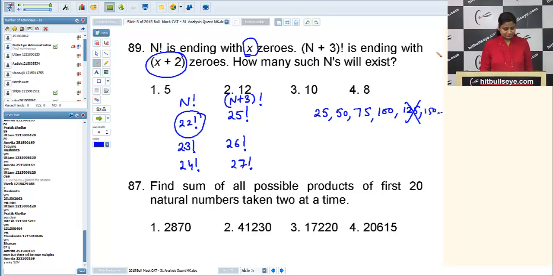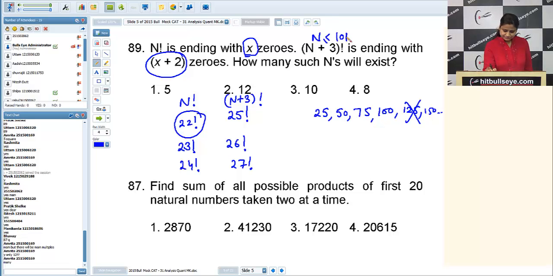There will be many multiples. Yes, yes. No, it should be this way. I think this is missing. In my PDF copy, this is the statement, but it should be this way. Something like this. Or we can say 100 as well. My number should be less than or equal to 100. Otherwise, there will be infinitely many numbers, because there are infinitely many multiples of 25 which are not multiples of 125.